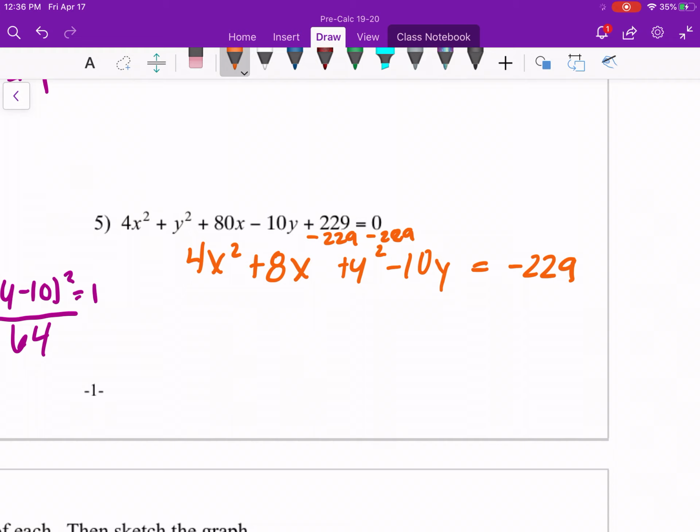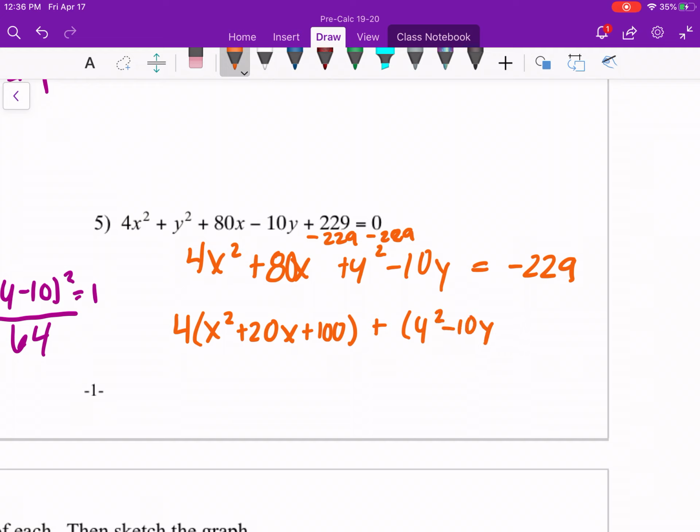For example, this should be 80x. Right here, I'm going to pull out a 4 so that my x squared is positive and singular, which means I've got to divide 80 by 4. So I'm going to have 20x now, and then half of this middle term squared, so half of 20 is 10. 10 squared is 100. And then plus the y is good to go, so it's going to be y squared minus 10y.